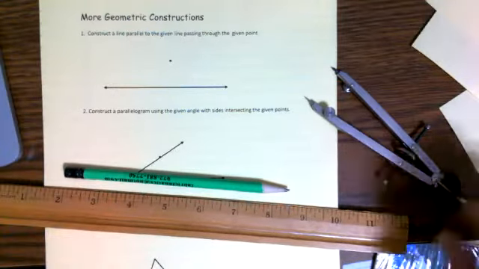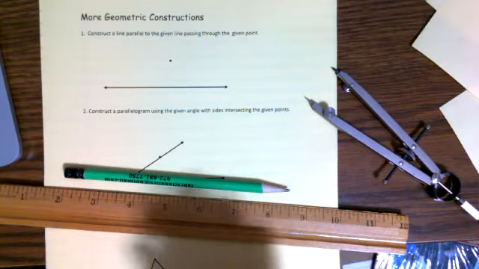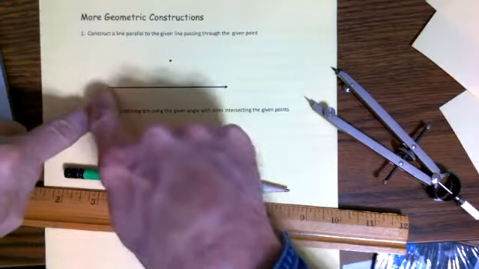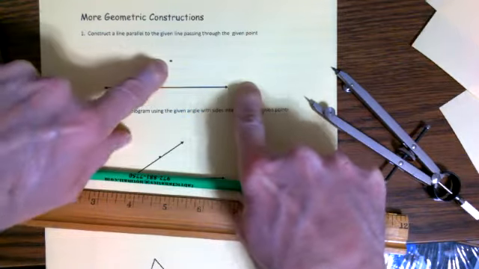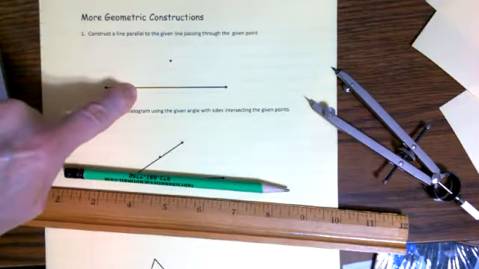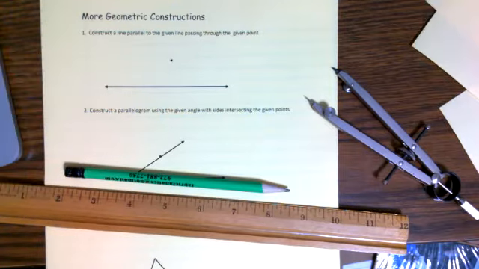The first construction that we want to do today is to create a parallel line. Construct a line parallel to the given line, but passing through the given point. A line parallel to this line passing through that point. There are actually several ways that this can be done. The way I'm going to show you is we're going to basically create a rhombus.